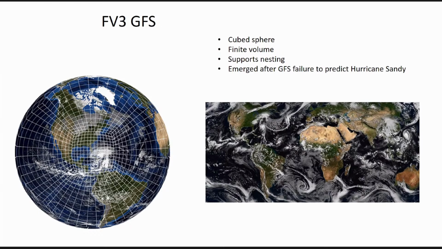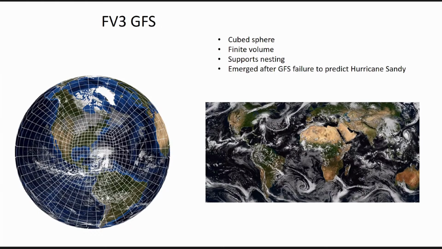Meanwhile, the European model from ECMWF had absolutely no problem predicting, several days in advance, what the GFS did. So it turned out that the infrastructure was underfunded. They didn't have enough compute time. Also, the old model needed to be updated in several ways. So it's a finite volume model.